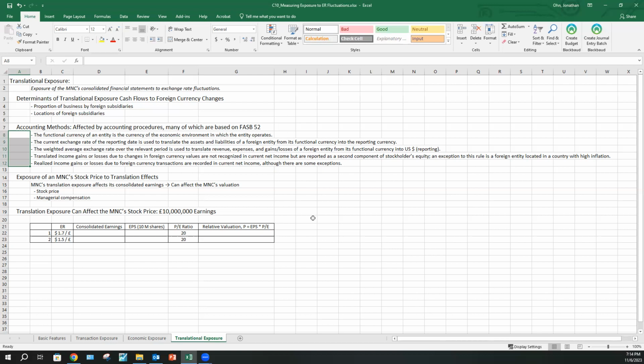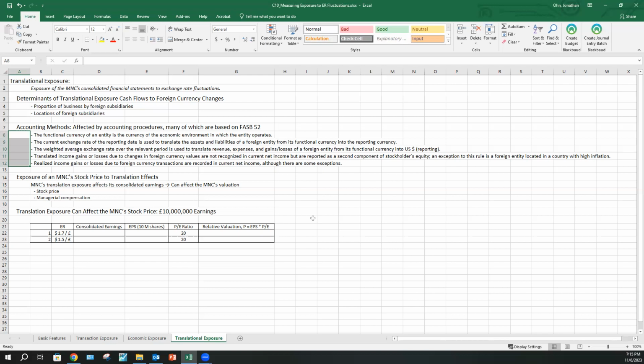Now, these are some important accounting procedures based on FASB 52, and there are some others too, right? So this is a typical procedure. I don't want to get into that.